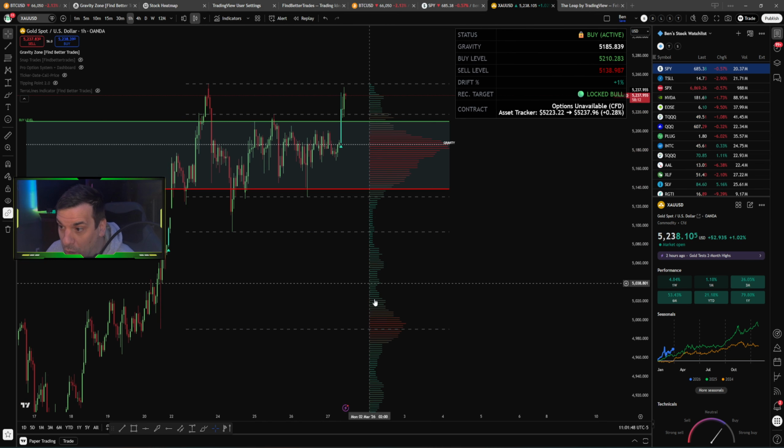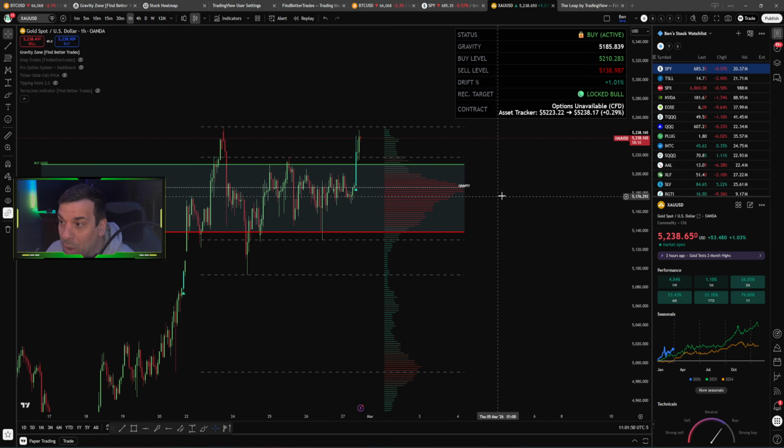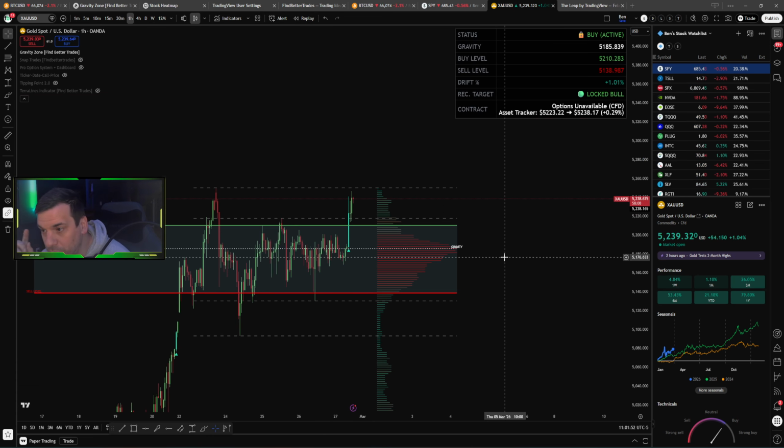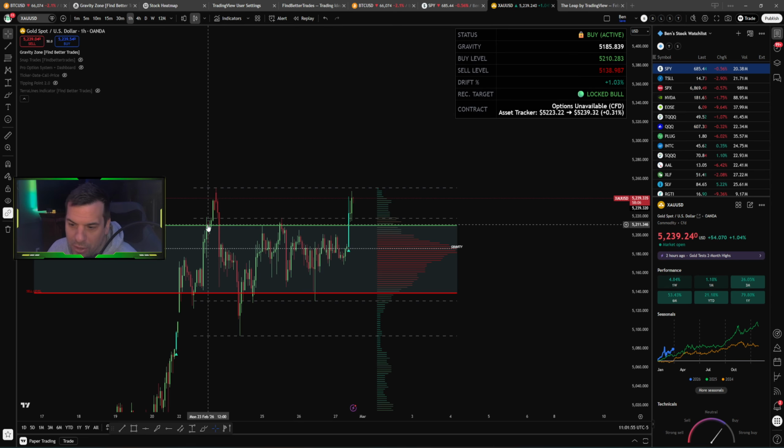Now there are also open spaces below as well, but notice something. We broke out of this chop from the 23rd to the 27th. So that's quite a few days of just chop.